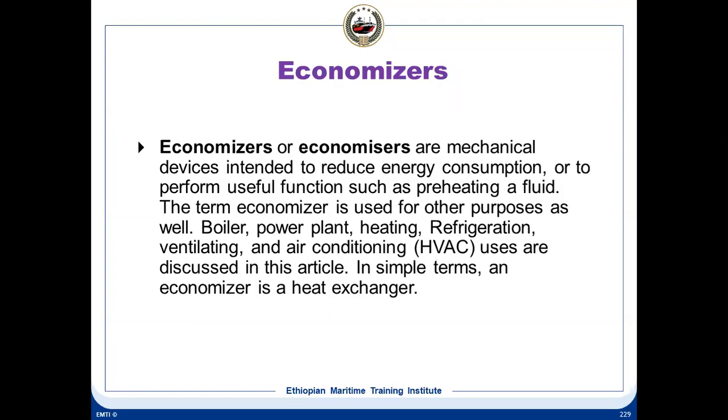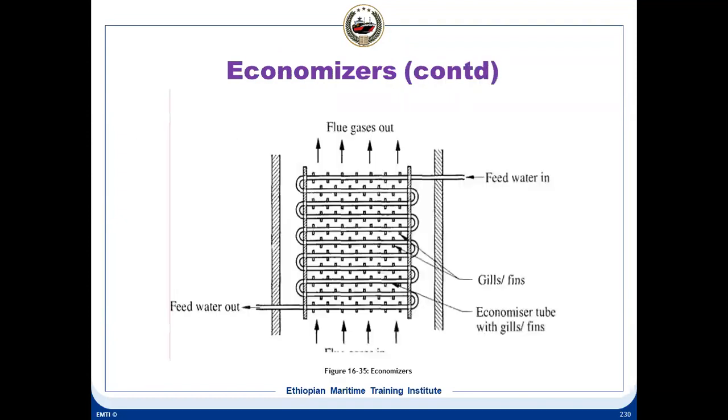Economizers are mechanical devices intended to reduce energy consumption and to perform useful functions such as preheating a fluid. The fluid in this case, again, is your condensate. And the term economizer is used for other purposes as well, boiler, power plant, etc. In simple terms, economizer is a heat exchanger. This is your simple economizer. Your feed water in, feed water out. Now the economizer working as a feed water preheater.